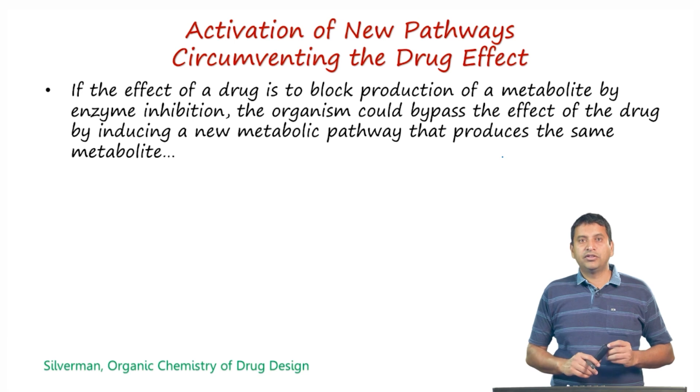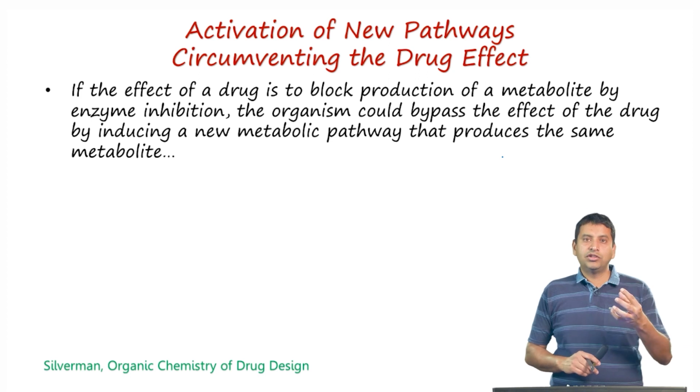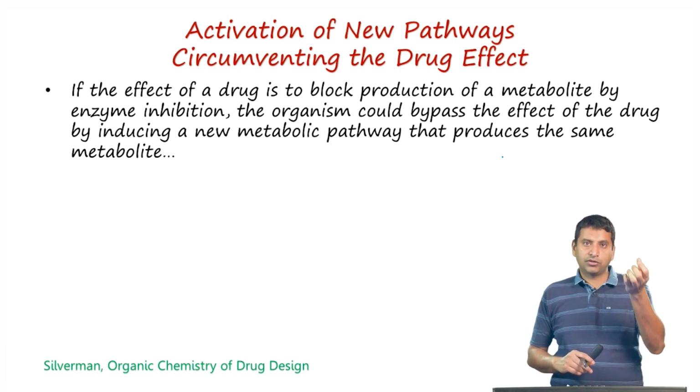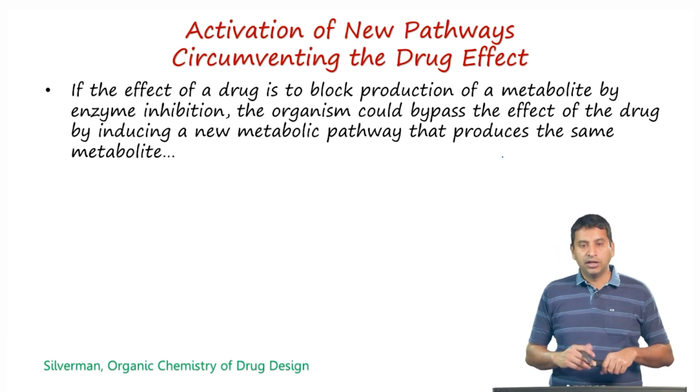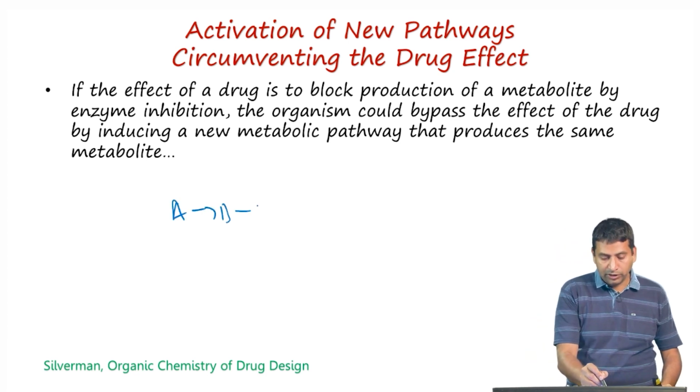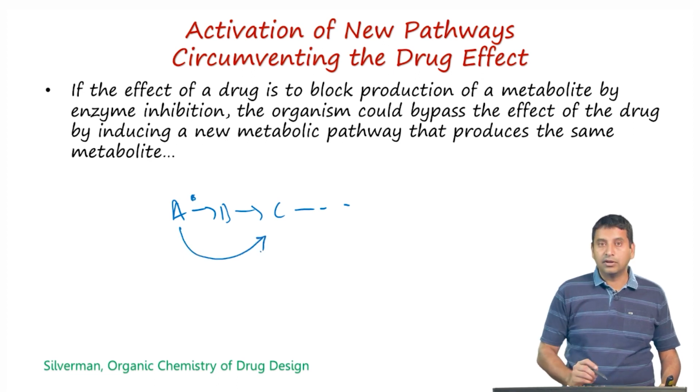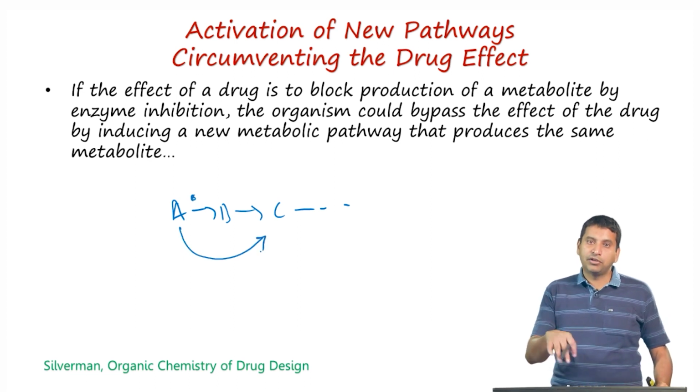Another major way in which resistance can occur is activation of new pathways that circumvent the drug effect. What this means is that if the drug affects a particular enzyme, then the organism could bypass this effect of the drug by inducing a new metabolic pathway. Let us say you have A going to B, going to C, and so on, and now if you inhibit this enzyme here, then it is possible that the organism bypasses this enzyme and finds a different way to carry out the same metabolic transformation.